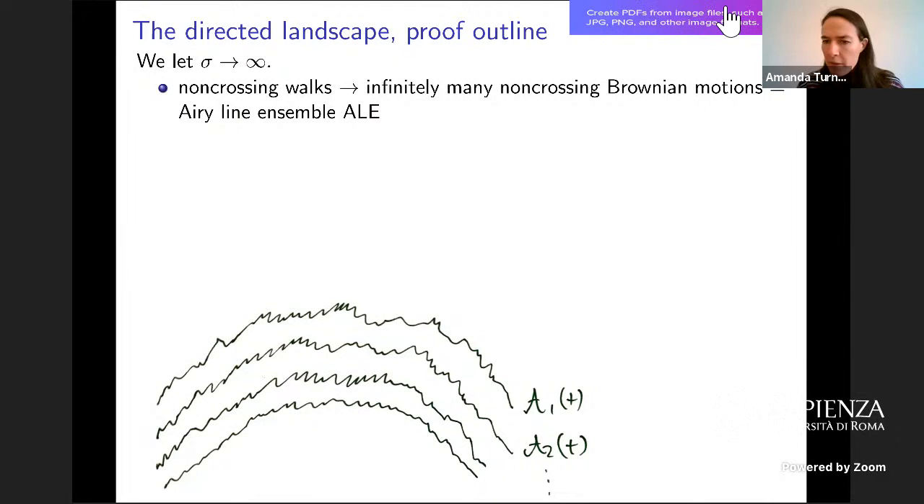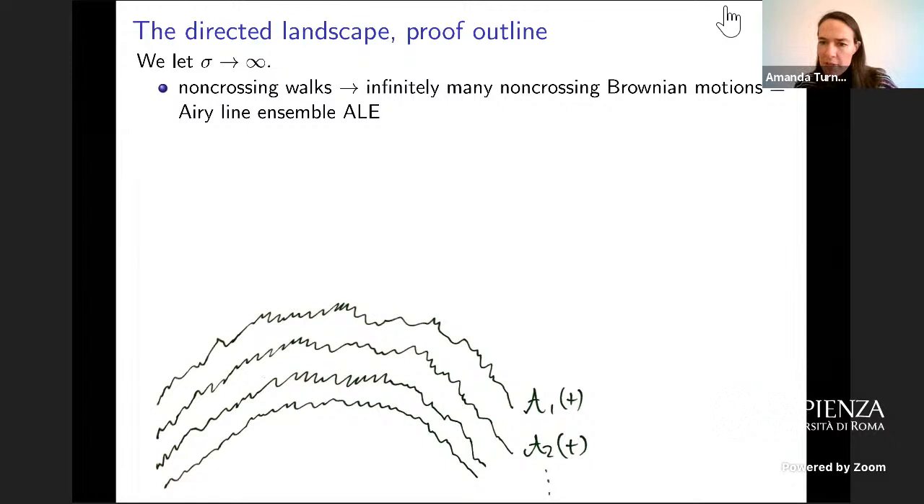Okay, thank you. One more question. Do you know what happens in, say, 3D last passage percolation, where the relation to random matrices isn't obvious or doesn't make sense?